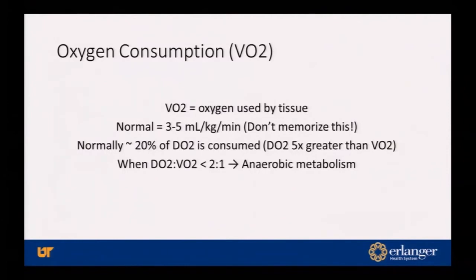What is oxygen consumption, or VO2? This is the oxygen used by the tissue, and the normal amount of oxygen used by the tissue is about 3 to 5 mils per kg per minute. Don't ever think about that again, okay? Ignore that number. Just remember that normally only about 20 to 25% of the oxygen that's delivered is consumed. That means that normally the body is delivering 5 times more oxygen than it's using. Whoa, that's pretty incredible. I think it's pretty incredible. When that ratio of oxygen delivery to tissue consumption drops below 2 to 1, then you enter into what's called anaerobic metabolism.